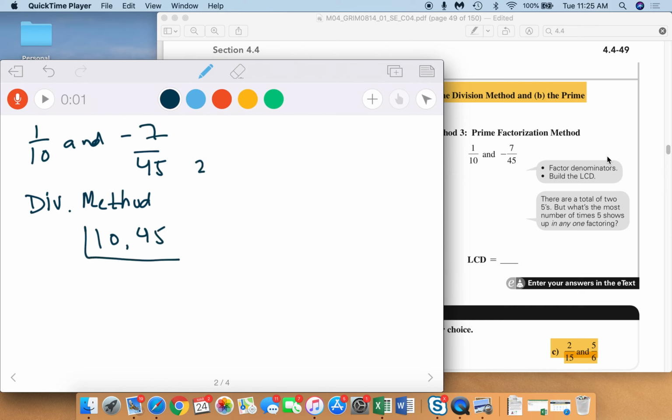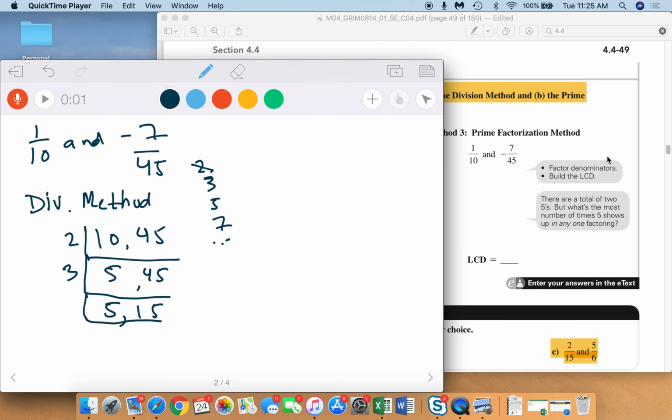What do we start with? 2, 3, 5, 7. Right? Can we divide either one of those by 2? Yes. 10 is divisible by 2. Is 45 divisible by 2? No. So that means that 45 is just going to get carried down. 10 divided by 2 is 5. So we're going to write our other little division bar. Can either one of those evenly be divided by 2? No. What about 3? Well, 5 is not divisible by 3 evenly, but 45 is. So that means we're going to carry that 5 down, and 45 divided by 3 is 15.